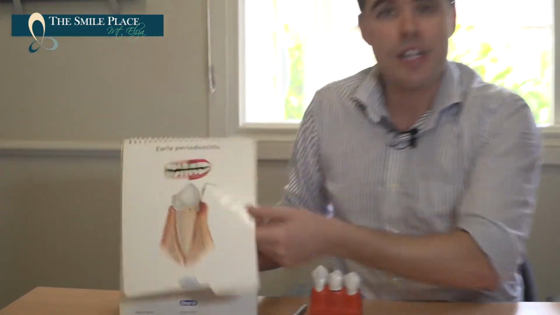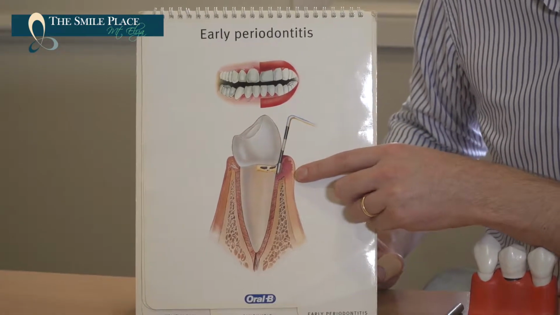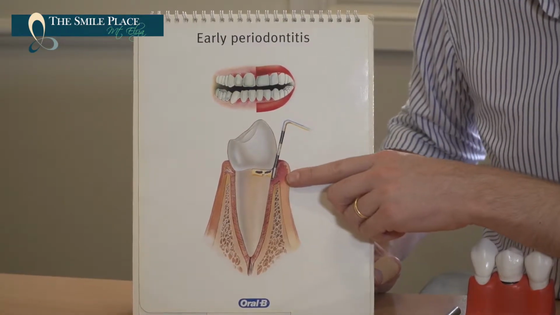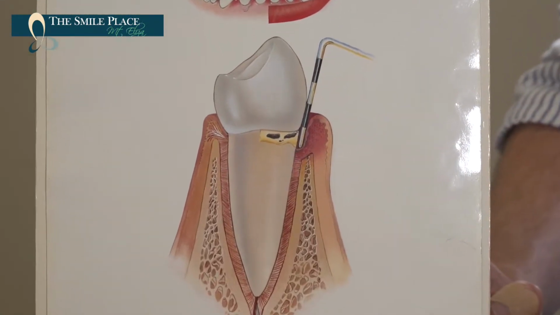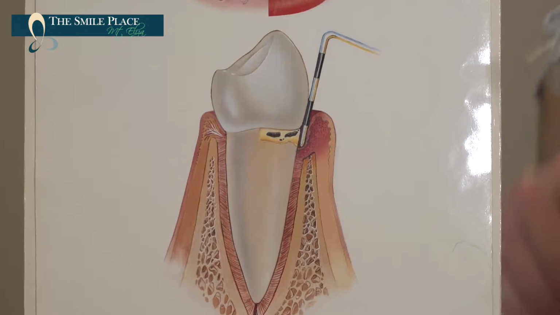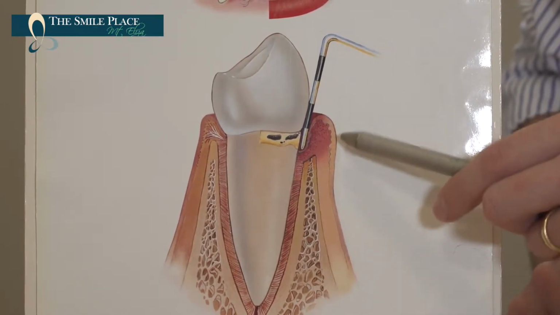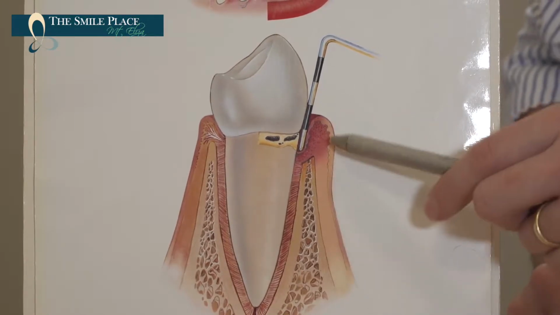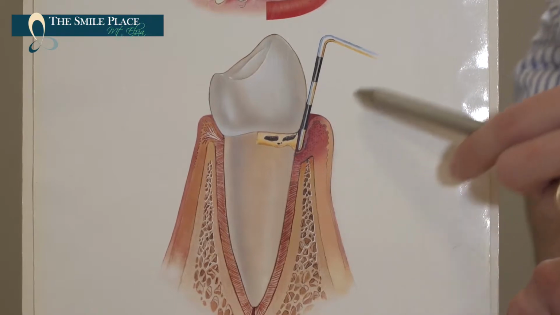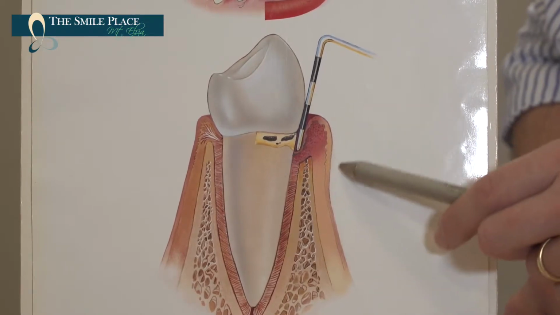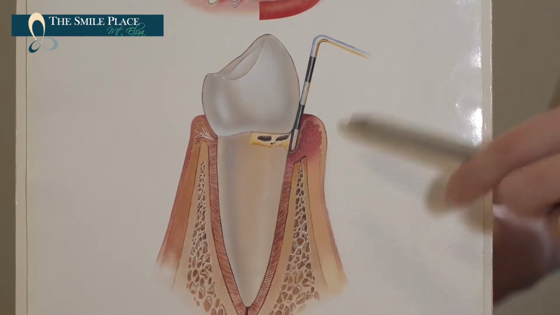The early stage of periodontal disease is when the inflammation is just around the top area of the tooth, but we start to see one very important thing, and that is some bone loss. It's the bone that holds the tooth in place in your mouth. Once that inflammation spreads to the gum and to the top layer of the bone, we see the bone start to shrink away.